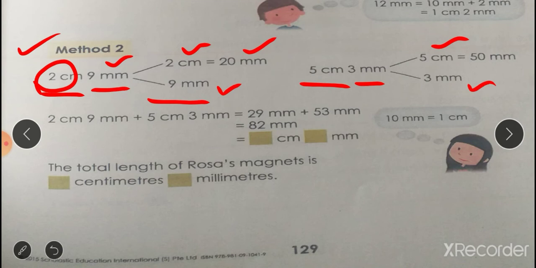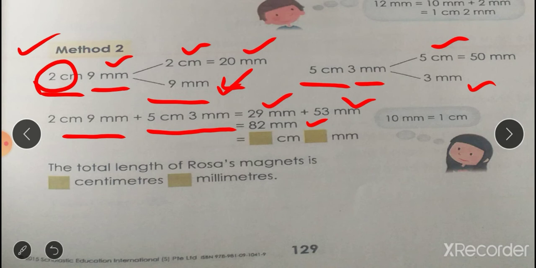So here 2 centimeter and 9 millimeters. If we add 20 and 9, we would get 29. So 2 centimeter and 9 millimeter equals 29 millimeter, and 5 centimeter and 3 millimeter, if you convert them into millimeters, is 53 millimeters. If we add 29 millimeters and 53 millimeters, we would get 82 millimeters.